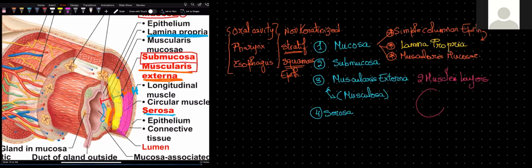We've got an internal circular muscle layer. The circular muscle layer is located on the inside, and the longitudinal muscle layer is going to be located on the outside. This is the general rule. We have exceptions for the general rule, as we're going to see in the stomach. The stomach is going to have 3 muscle layers, not just 2 muscle layers.